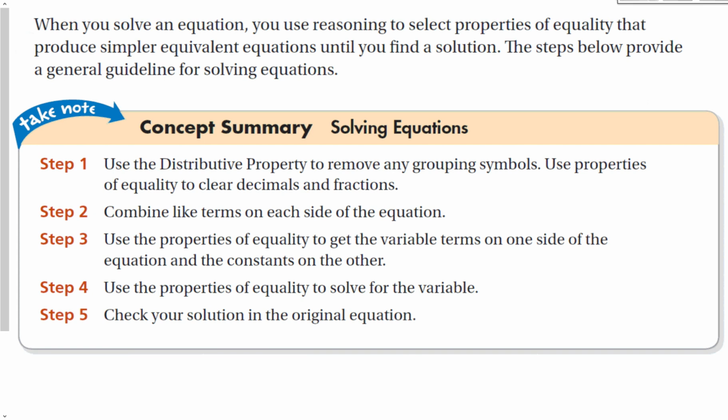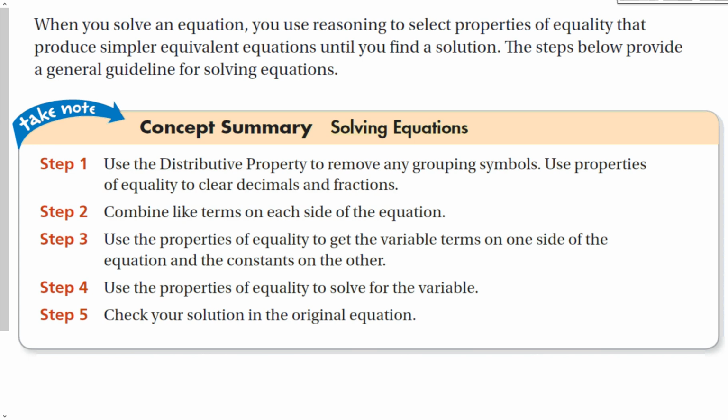So when you solve an equation, you use reasoning to select the properties of equality that will produce simpler equivalent equations until you find a solution, until you isolate the variable. These steps below provide a general guideline for any type of equation that you're going to see. Step 1, use the distributive property to remove any grouping symbols. Use properties of equality to clear decimals and fractions. Multiply by a reciprocal, or multiply by a power of 10.